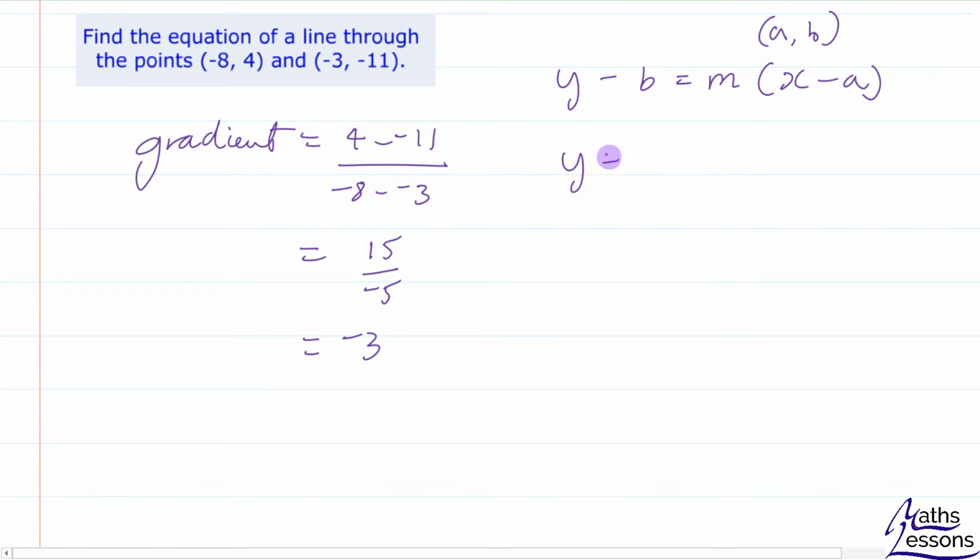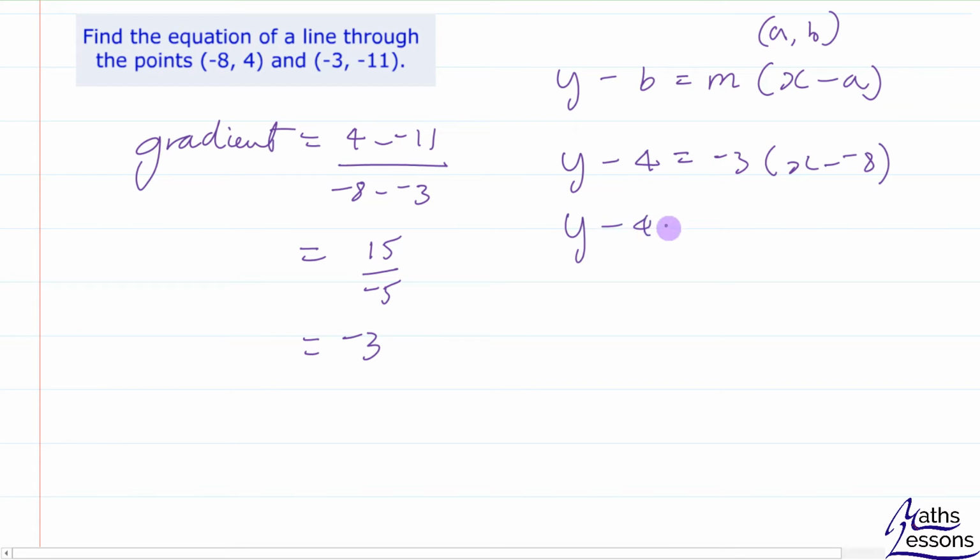Now remember, we use y minus b equals m(x minus a) when it goes through the point (a, b). It doesn't really matter which one to choose, so just use minus 8 and 4. So y minus 4, because b is 4, equals m, which is minus 3, times (x minus a), and a is minus 8, so we've got x plus 8, because 8 is negative. That actually is an equation of a line. That could be a perfectly good answer.